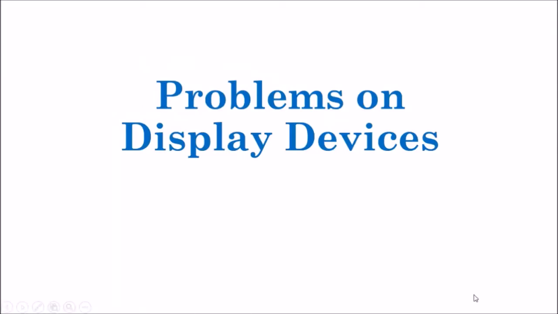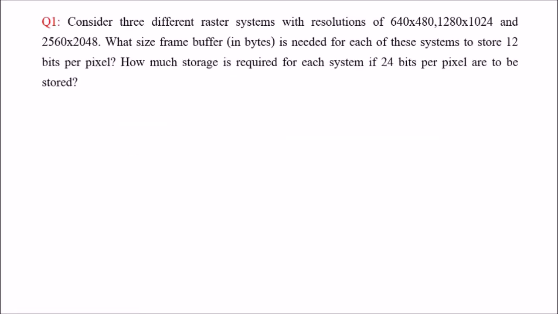So in this particular tutorial we are going to solve some problems on display devices. Now first problem is, consider three different raster systems with resolution of 640 by 480, 1280 by 1024 and 2560 by 2048. So what size of frame buffer in bytes we have to calculate is needed for each of these systems to store 12 bits per pixel.